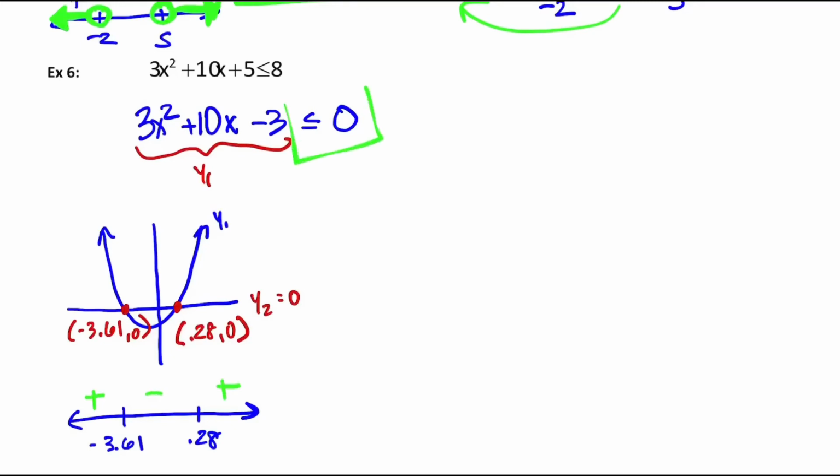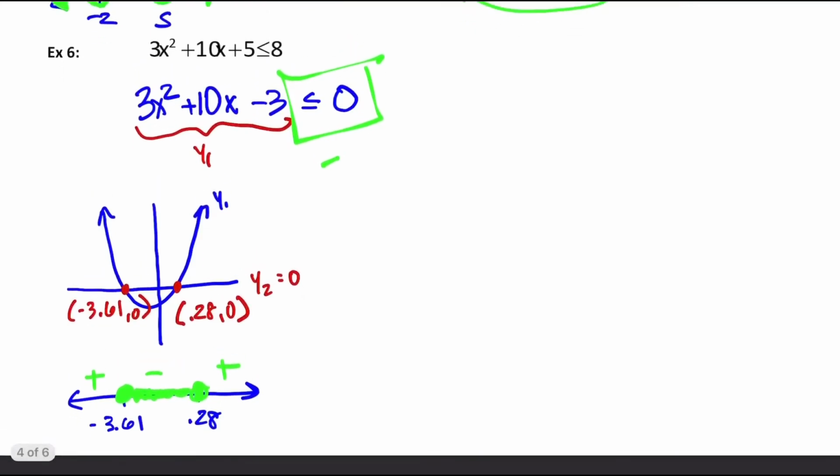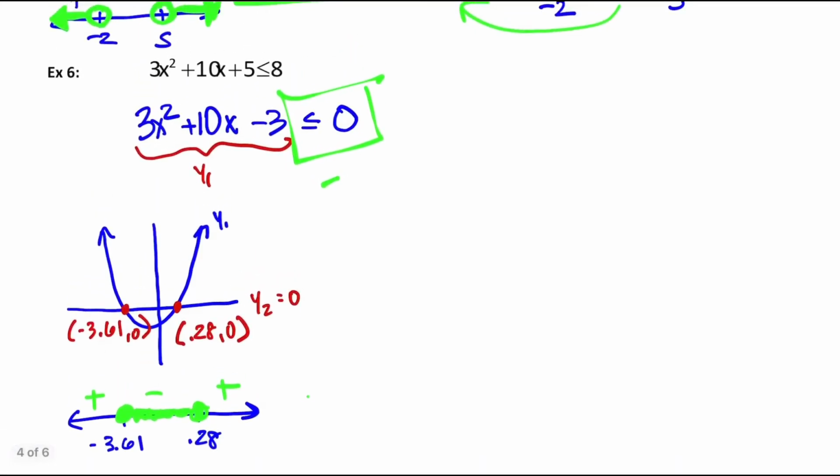And notice here I want the negative pieces. Less than 0 is negative, or equal to is closed circle. Closed circle, shade this way. Okay, I don't have any more room underneath, so let me just write this out. Negative 3.61 is less than or equal to x is less than or equal to 0.28. And I'm done.